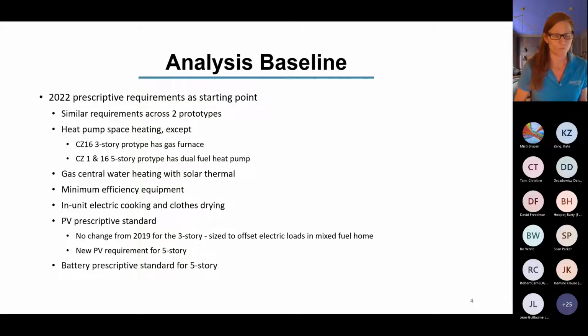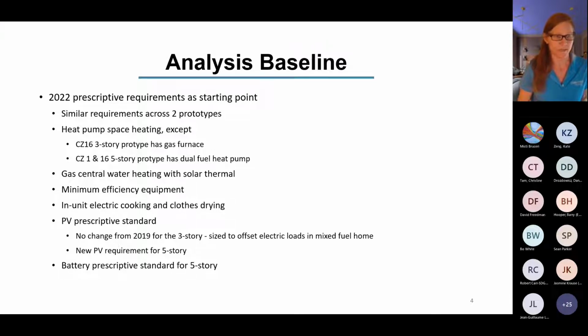The base starting point for water heating is central gas with a prescriptive solar thermal system. All equipment does not exceed federal minimum requirements. The cooking and clothes drying is assumed to be in unit and electric. So from the electrification standpoint, the real focus of this analysis is on the water heating, with the exception of climate zones 1 and 16, where we're also looking at space heating.